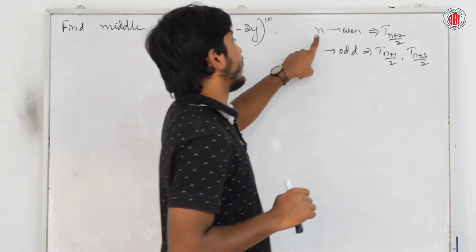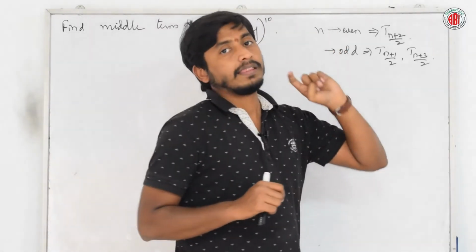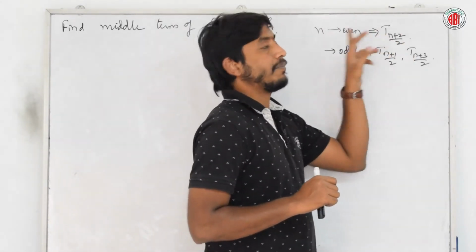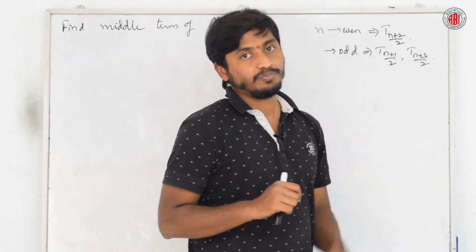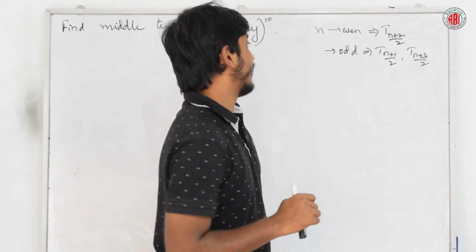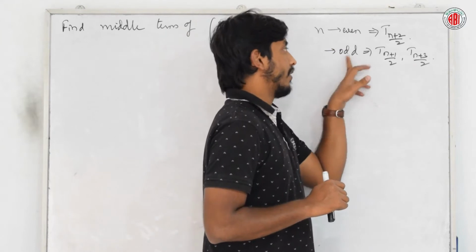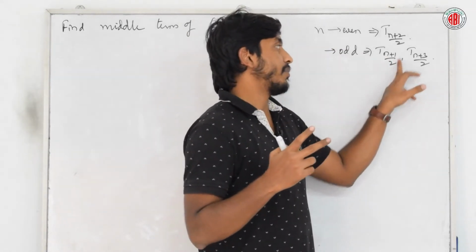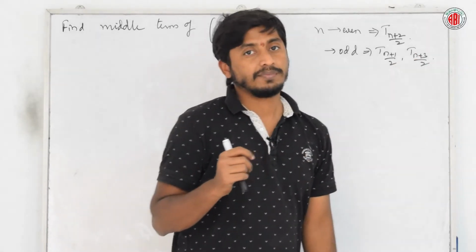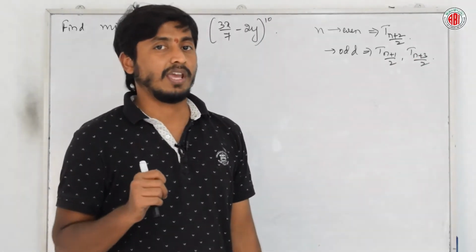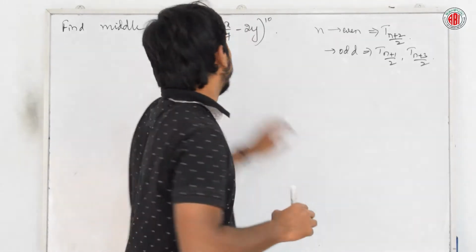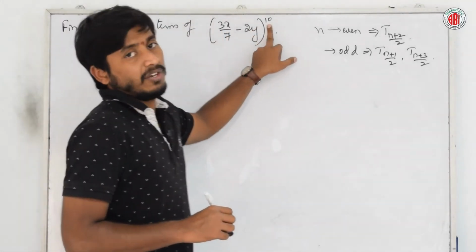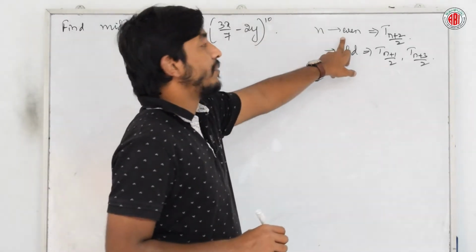If the power n is even, then I'll have the middle term as T n plus 2 by 2. Next, if n is odd, then we have two middle terms, that is T n plus 1 by 2 and T n plus 3 by 2. Is it okay? Now let us check this. The question is given as 3x by 7 minus 2y whole power 10. Is 10 even or odd? It is an even number.